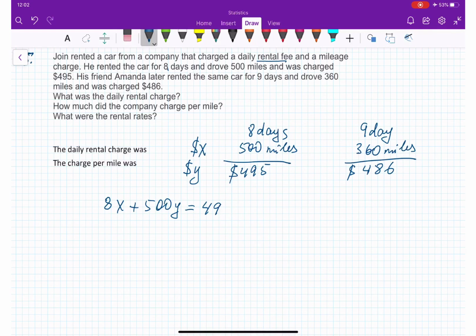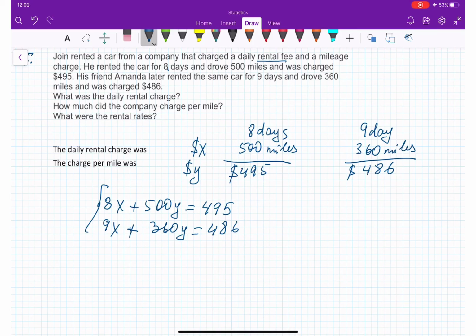Next, 9 days, X dollars per day, it's going to be 9x. And then 360 miles for Y dollars per mile, it's going to be 360Y, and it cost 486. All right, so we have a system of equations.